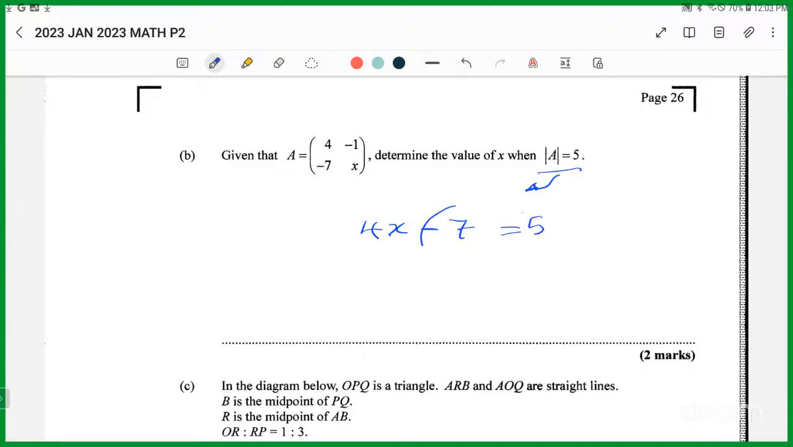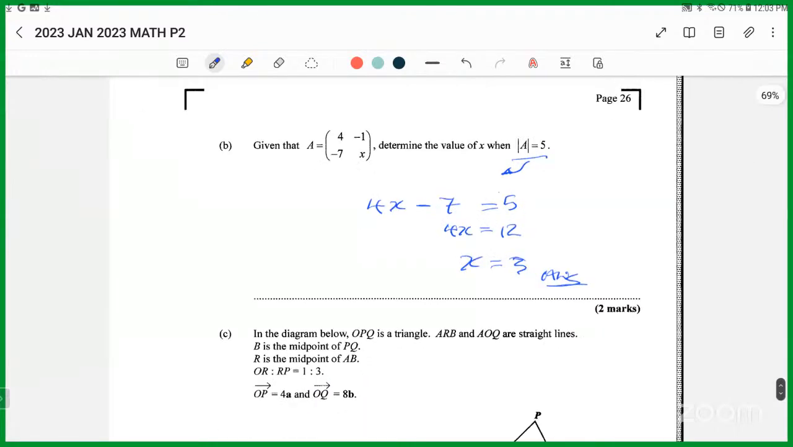You take this negative 7, bring it over here, and add to the 5, we're going to get 12. So you're going to get 4x equals 12. And divide by this 4, you're going to get x equals 3. And that is the answer right there.